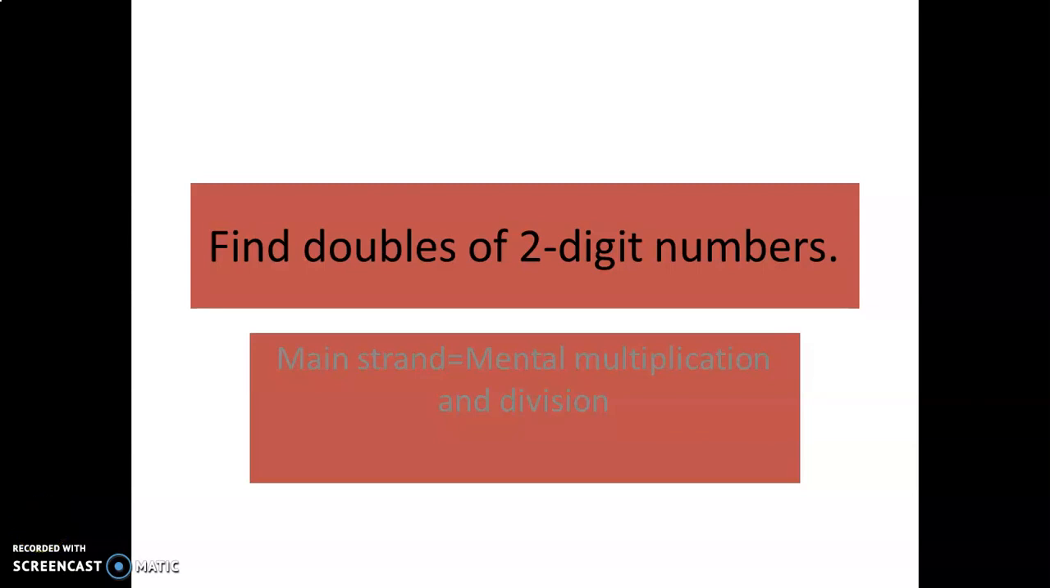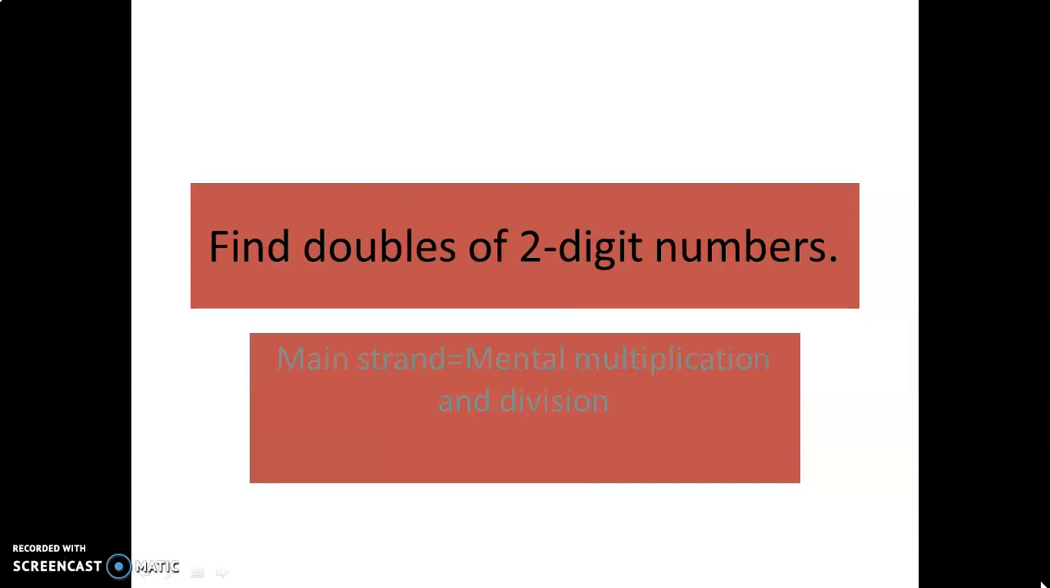Today we are still going to do doubles, and we are going to find doubles of two-digit numbers. Our main strand is to use mental multiplication and division. So we are going to start by using mental multiplication, and that means we are going to count in twos, since we are going to find doubles of a number by multiplying by 2.